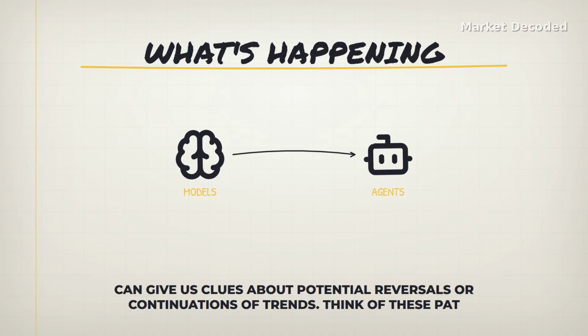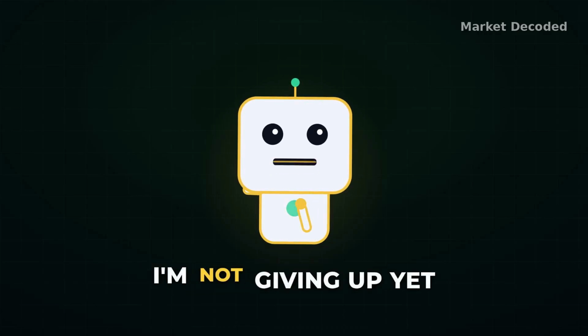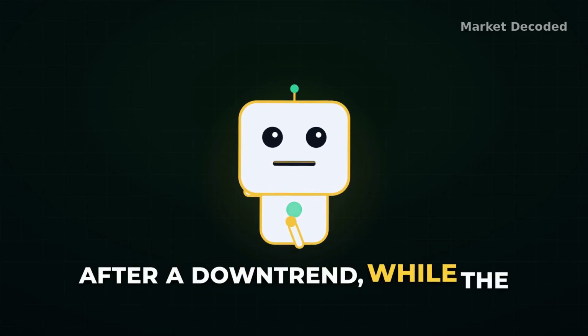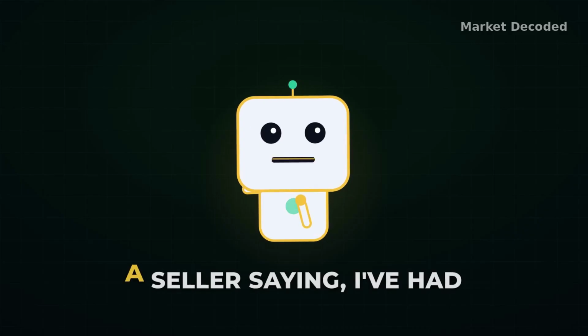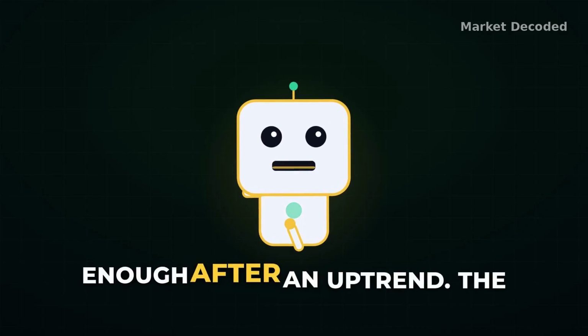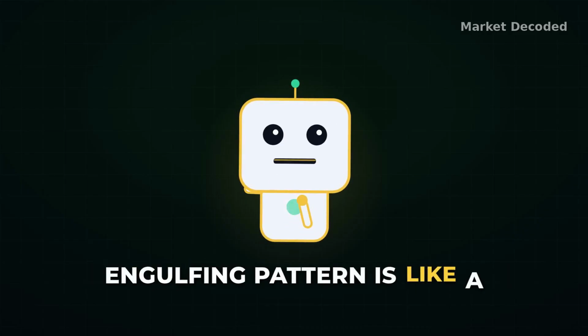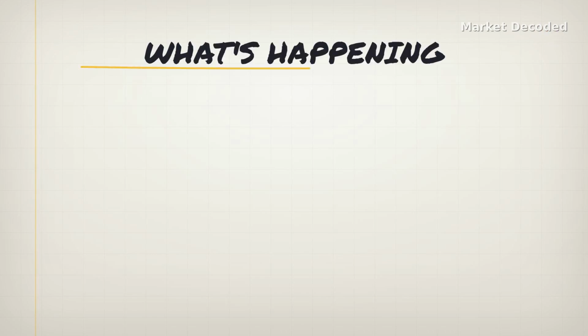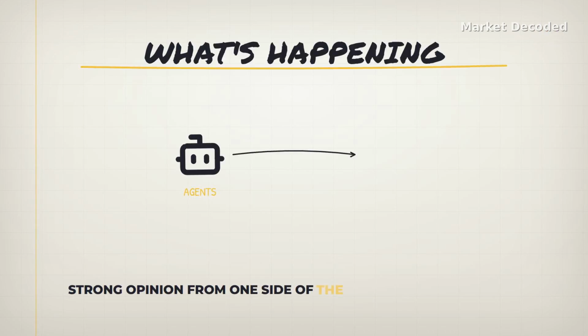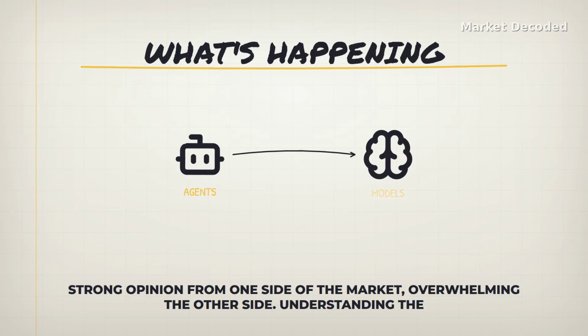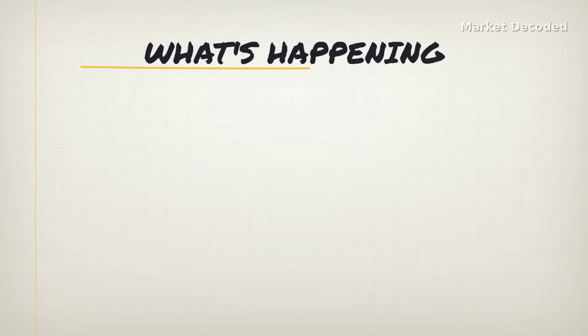The hammer pattern, for example, is like a buyer saying, "I'm not giving up yet," after a downtrend, while the shooting star pattern is like a seller saying, "I've had enough," after an uptrend. The engulfing pattern is like a strong opinion from one side of the market, overwhelming the other side. Understanding these patterns can help us navigate the markets more effectively by giving us a sense of how other traders are feeling about the market.